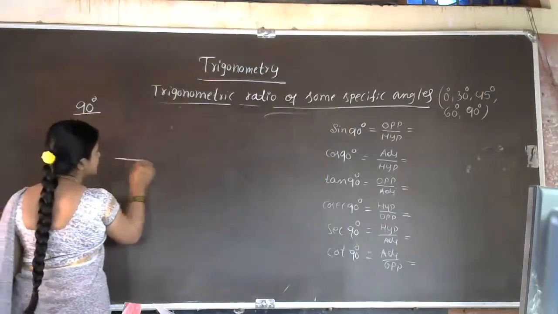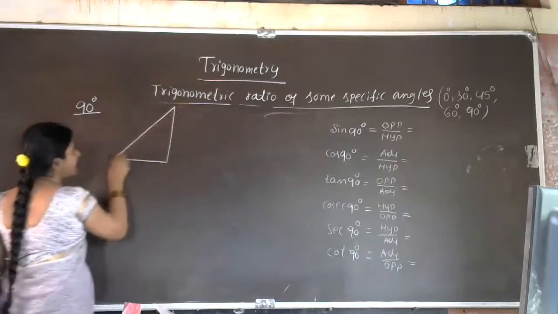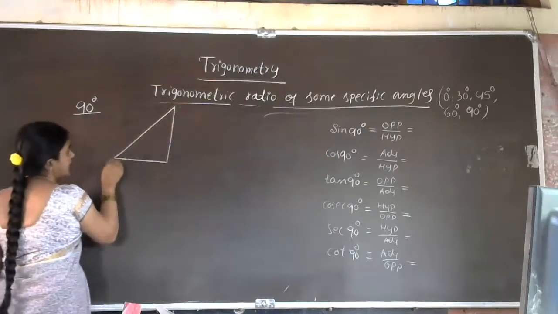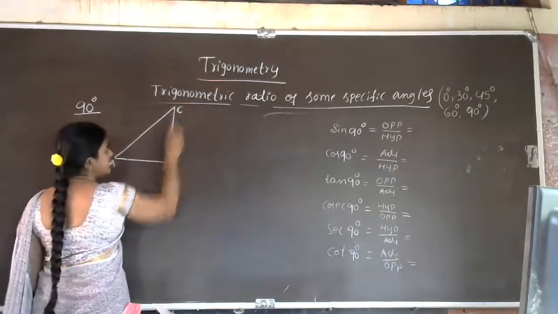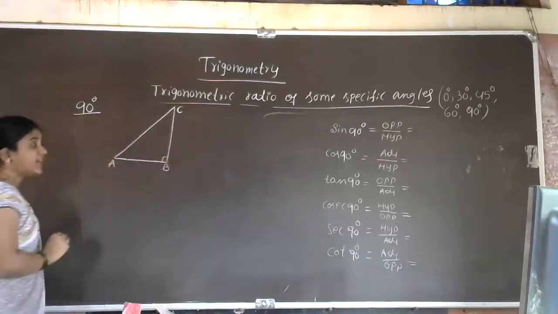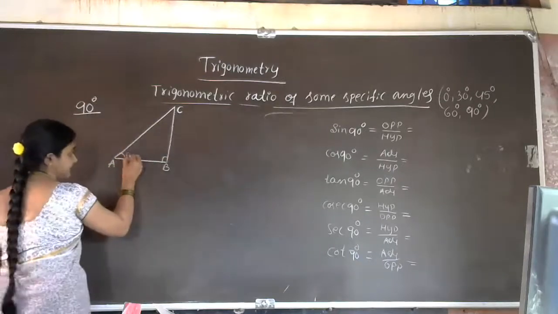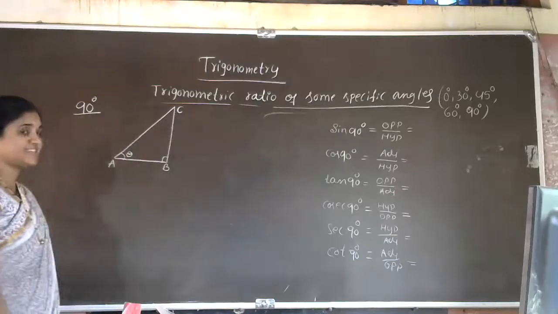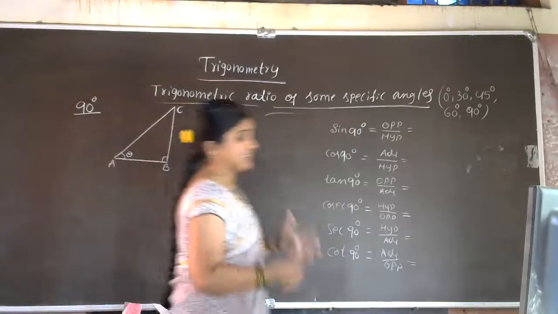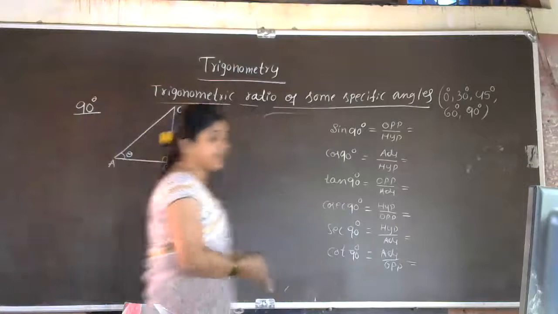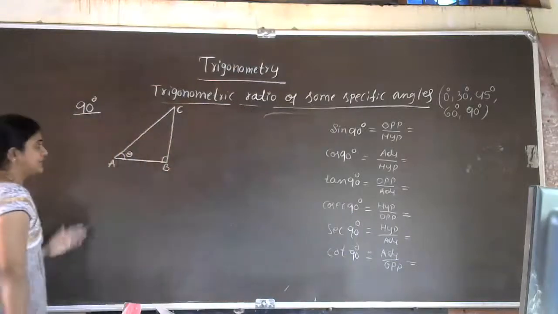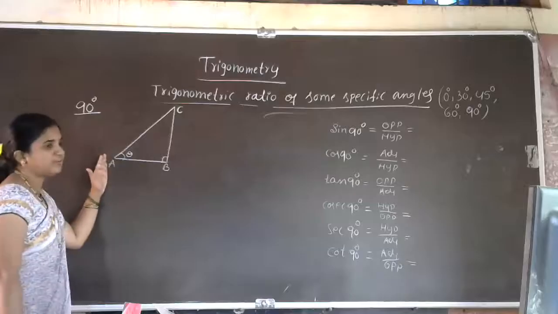For that, we take one right angle triangle like the last diagram. A, B, C, right angle triangle. Now theta is 90 degree. Here we'll mark this angle as theta. Theta is 90 degree, so how do we change the diagram? We need theta to be 90 degree. For 90 degree, what do we have to do?